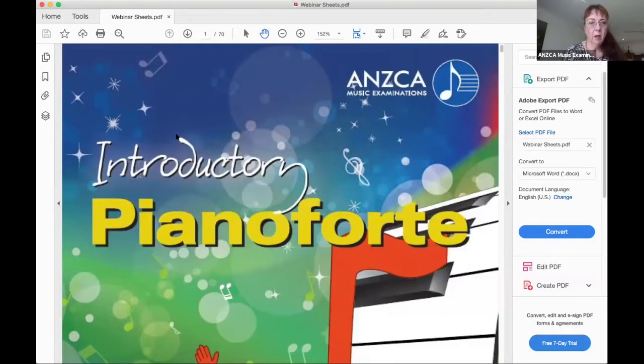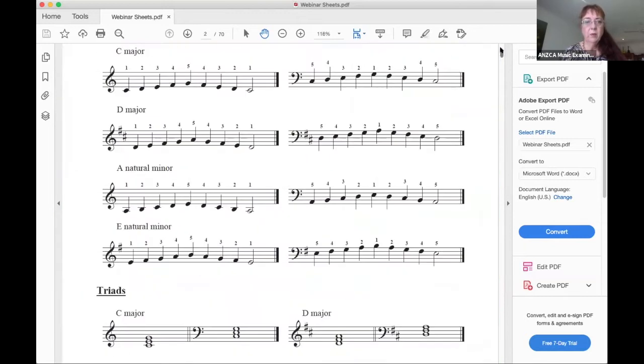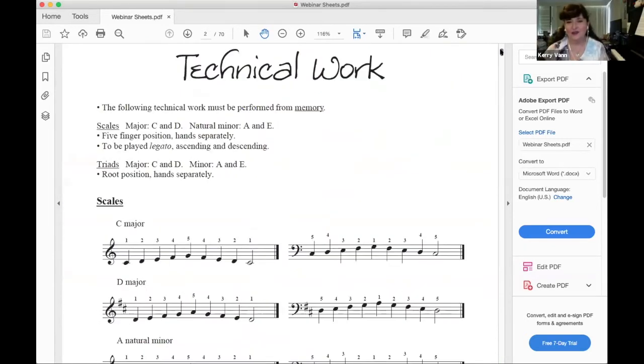So we might see if I can get that back. Okay, can everyone see the introductory little cover? Oopsie. I can see it, so everyone else probably can too.